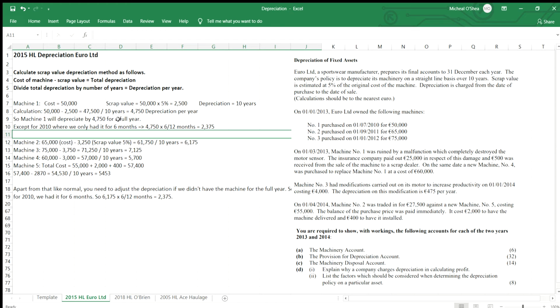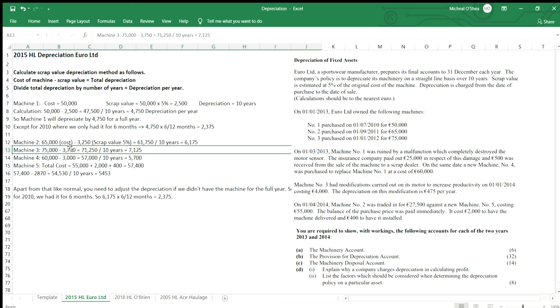And you just have to be careful as well that obviously, like normal, the dates here might change that. So although that'll be the depreciation for machine 1 for 2011 and 12 and potentially onwards, for 2010 we only bought it on the 1st of July, so we didn't have it for the first 6 months. So for 2010 we only had it for 6 months, therefore as normal you take the depreciation per year and you'd find 6 months of the 12. So 2,375 is actually the depreciation for 2010. But the depreciation per year is just gotten again by cost minus scrap value divided by the number of years.